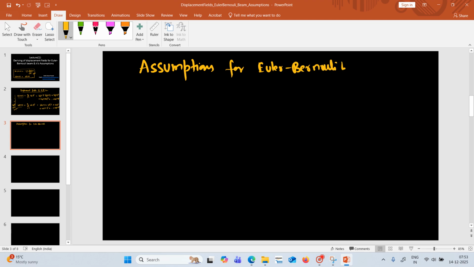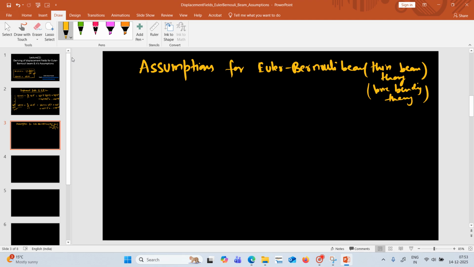Okay, this is also called the thin beam theory. The Euler-Bernoulli beam is also called thin beam theory or pure bending theory, because there is no shear taken into account. So it is also the pure bending theory. This is valid for the very thin beam. Okay, so those are the assumptions.